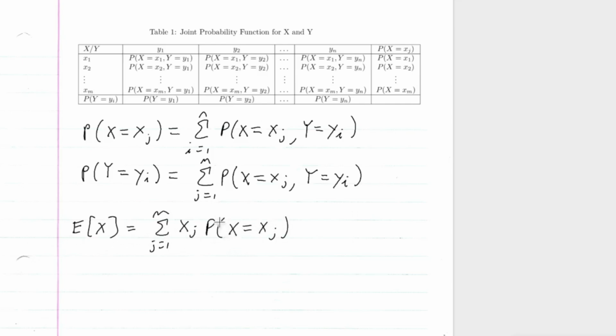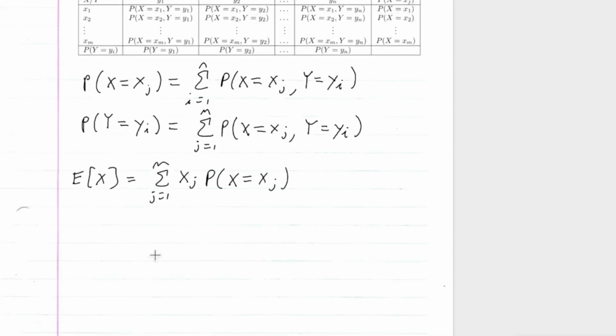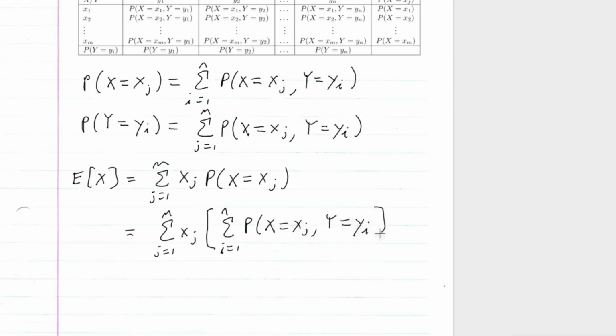But now we know that the probability that X is equal to x sub j, for any of these we choose, is the sum of these guys here. So this is equal to the sum from j equals 1 to m of x sub j times, instead of this, the sum from i equals 1 to n of the probability that X is equal to x sub j and Y is equal to y sub i, because that is the probability that X is equal to x sub j.